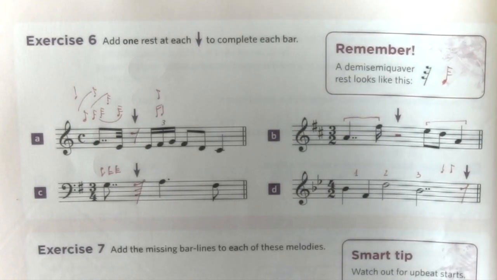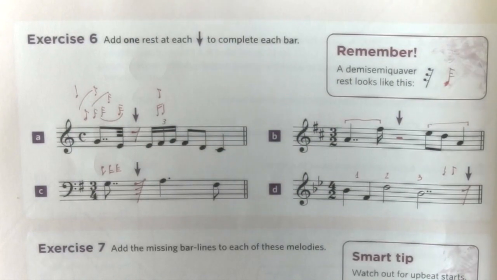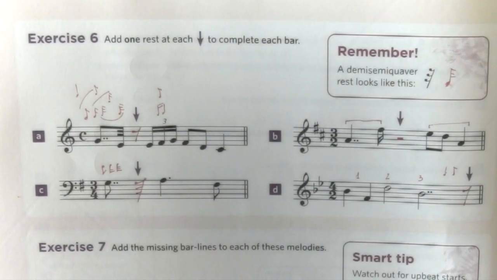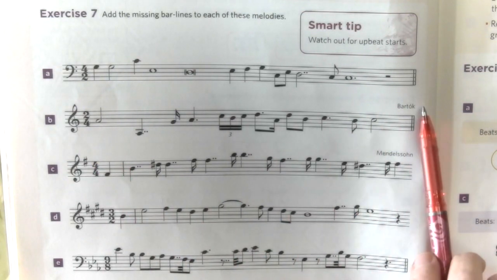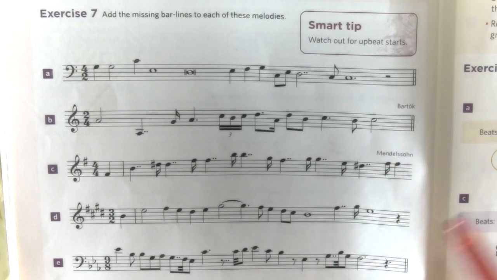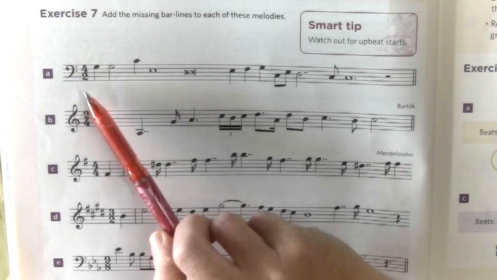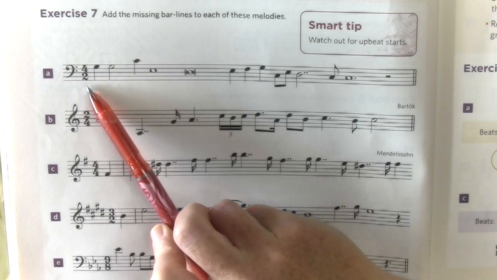That makes things quicker. Okay, done. Exercise 7. Here we need to add the bar lines. None of them have been added, so we need to really do everything. 4 halves means 4 minims or 1 breve.